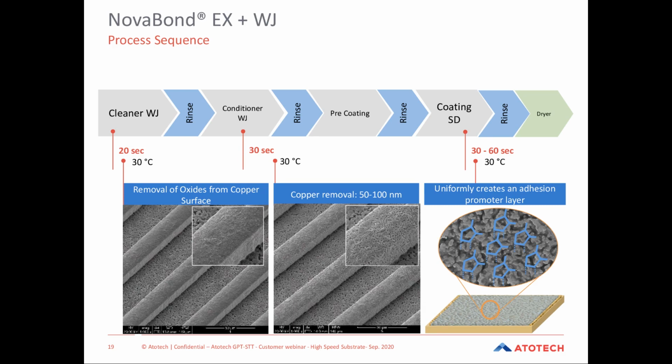The pre-coating, as the name says, prepares the surface to increase the absorption of the coating. The coating is the real adhesion promoter, which later enhances adhesion chemically by providing chemical bonding between copper and ABF materials.